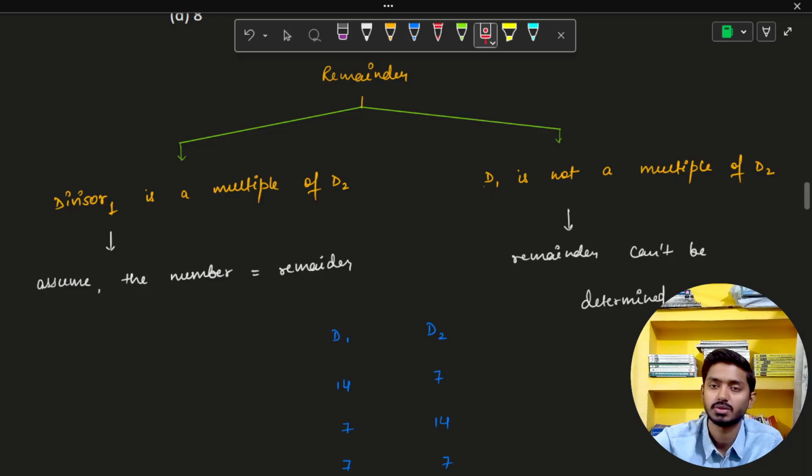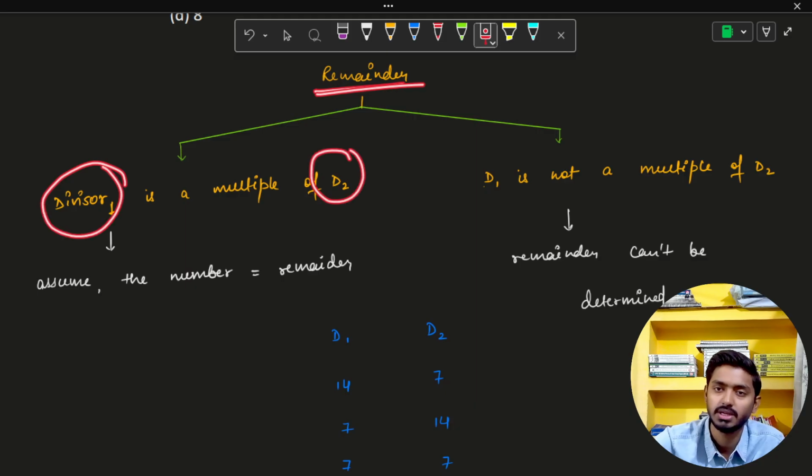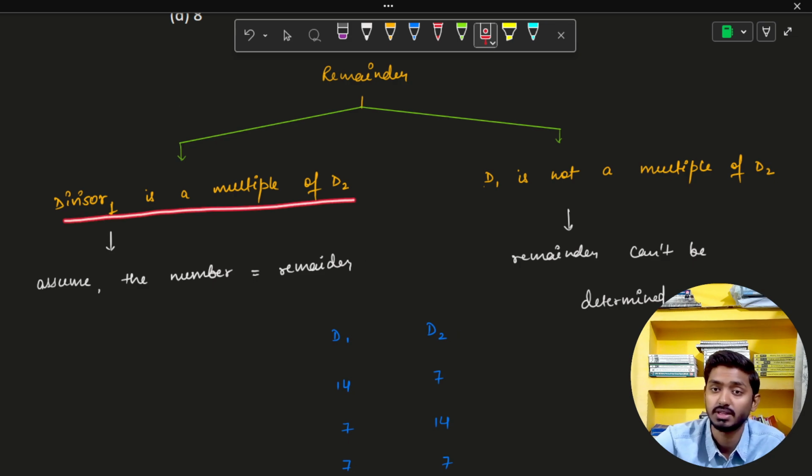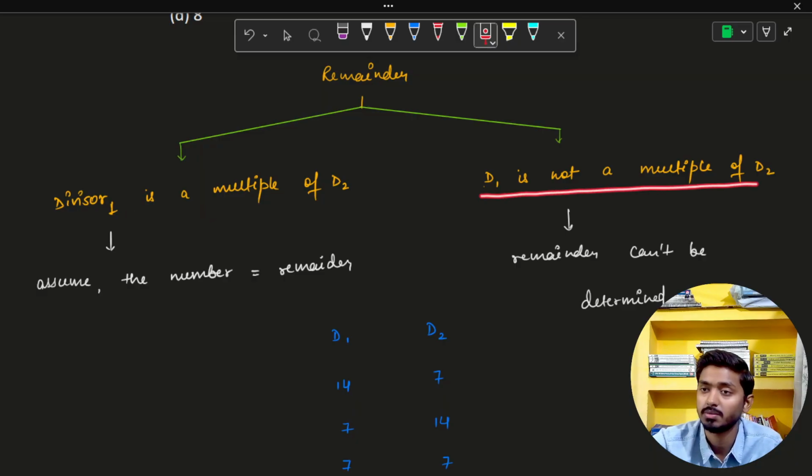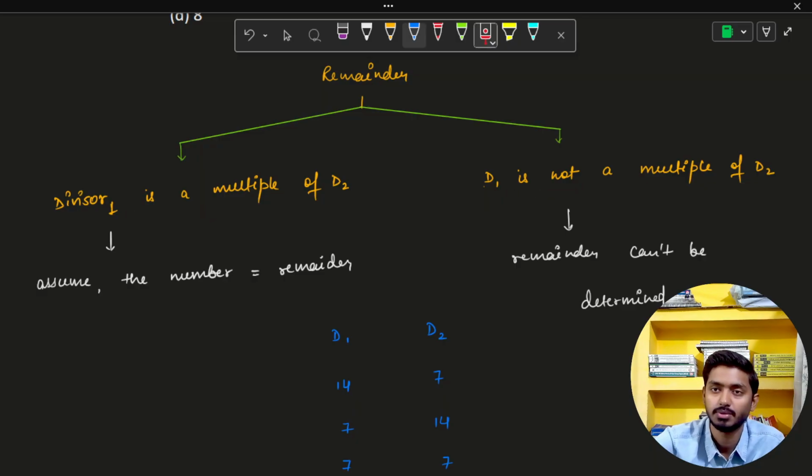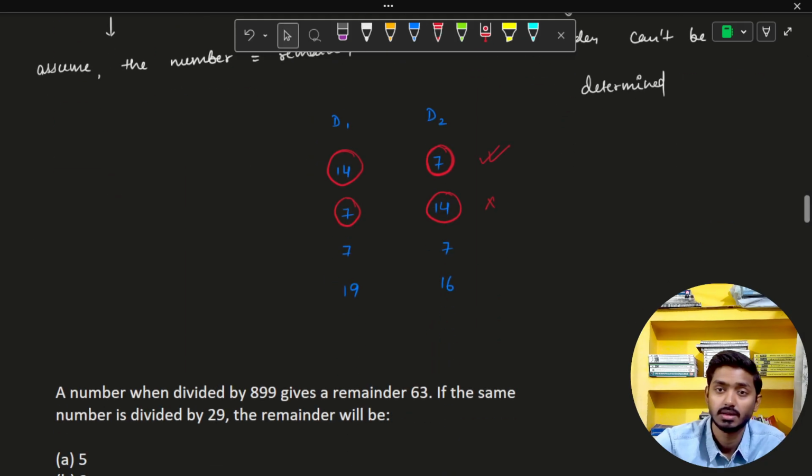Let's learn the concept. Whenever we are asked remainder, divisor 1 and divisor 2 would be given. Now, there can be 2 different cases. Either divisor 1 is a multiple of divisor 2, or divisor 1 is not a multiple of divisor 2. For example, if you observe over in here, divisor 1 is a multiple of divisor 2. That's right, sir. Divisor 1 is not a multiple of divisor 2. In this case, yes, it is a multiple. This ain't a multiple. All right.